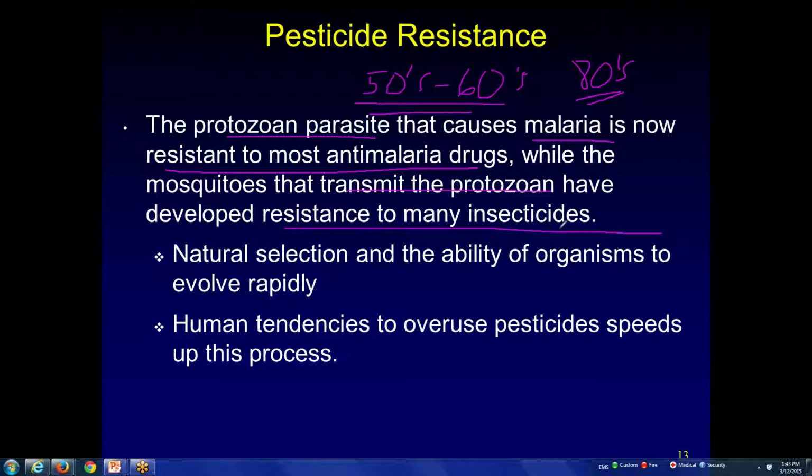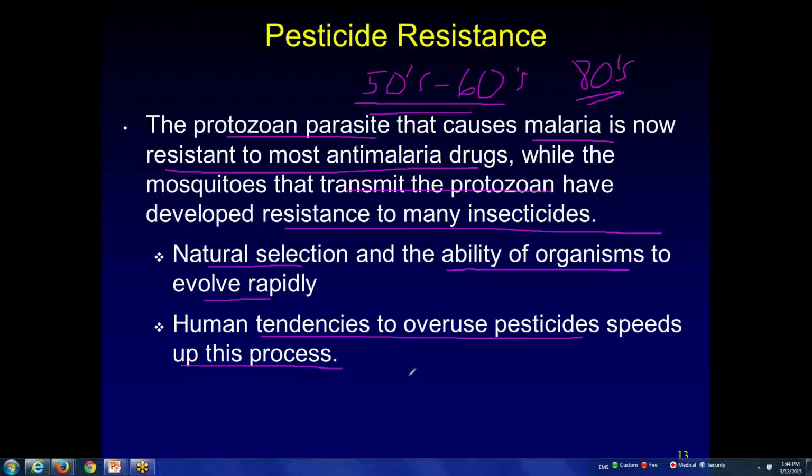They almost had wiped out the mosquito and the protozoan in the 50s and 60s, but because of natural selection and the ability of organisms to evolve rapidly, it has come back. We tend to overuse pesticides, and that speeds up the process. Let me show you how this works, guys.